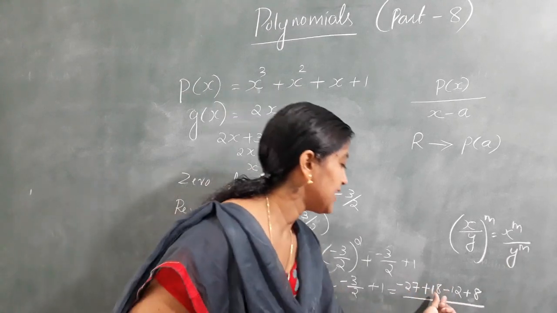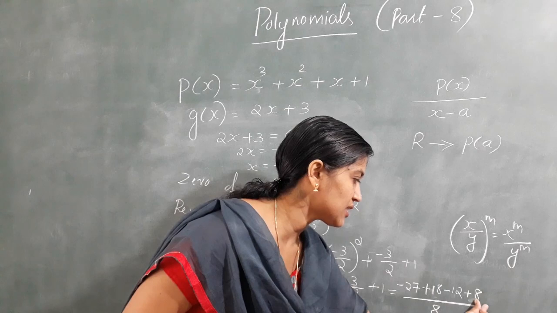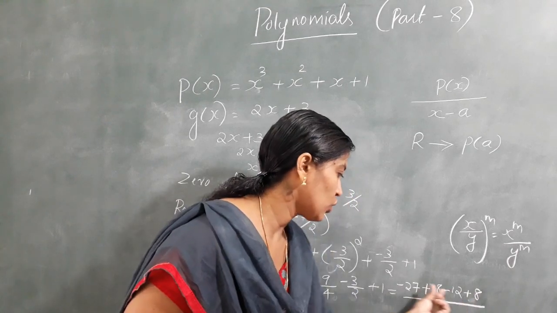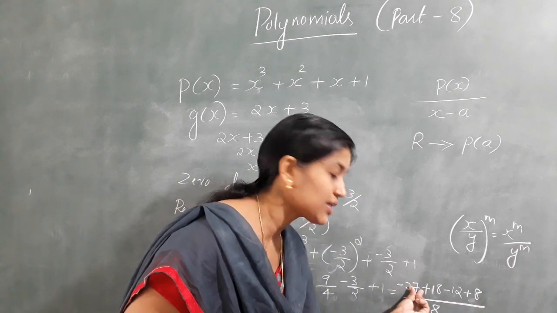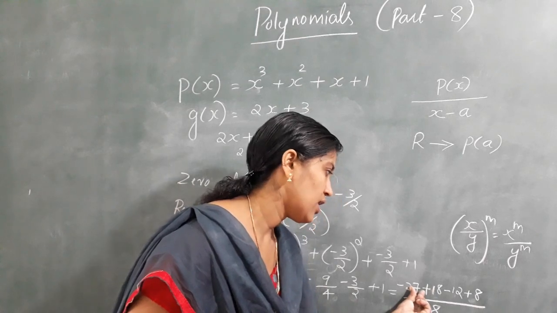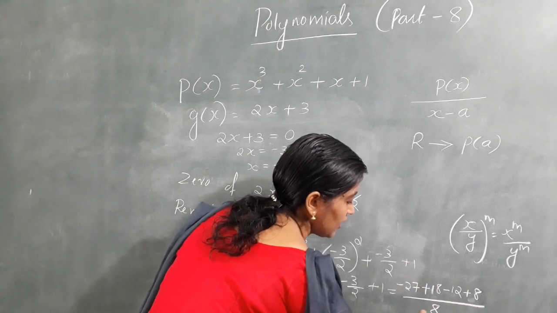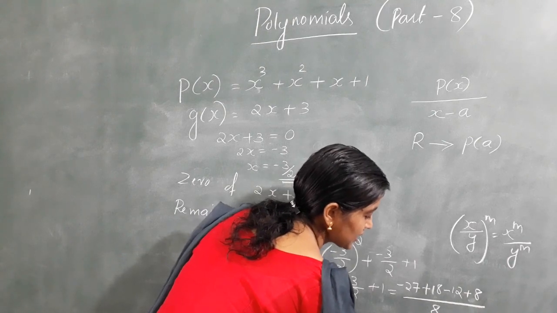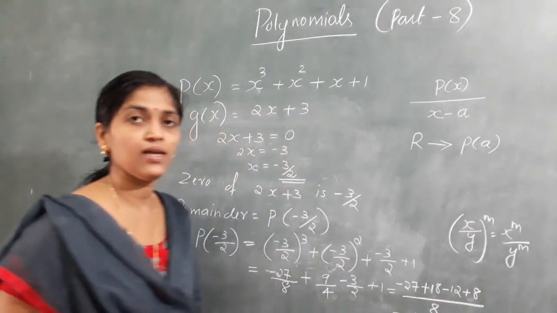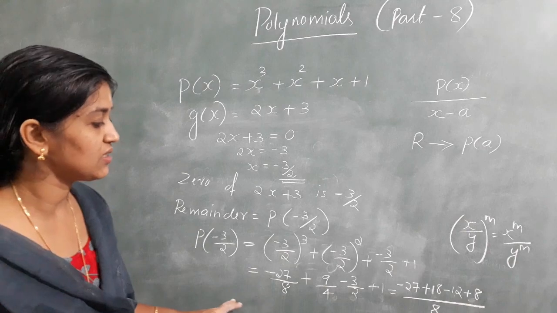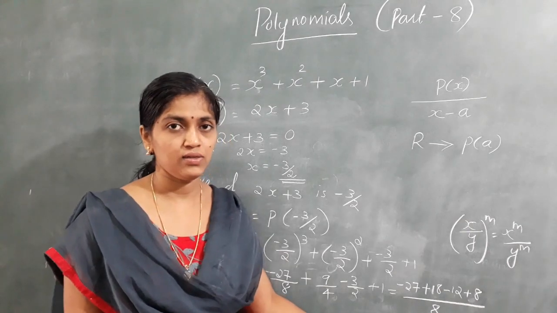Isn't it? 18 plus 8 is 26. Now, 26 minus 27, it is minus 1. Now, minus 1 minus 12 is minus 13. So, what we are getting? Minus 13 by 8. Minus 13 by 8 is our remainder.